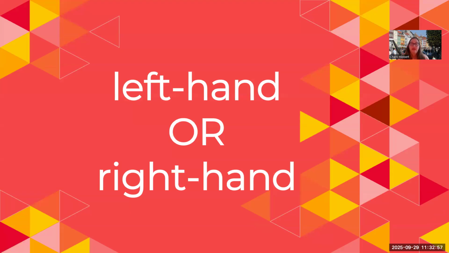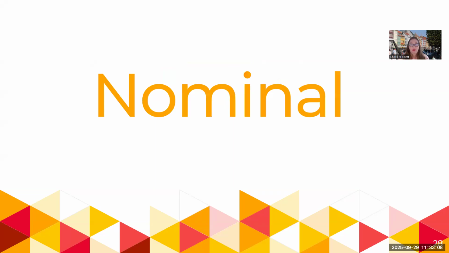Left-handed or right-handed. So are these numeric or categorical? Ask yourself that. They are categories, and you're in one of two categories, and there really is not an order to them. So that makes them nominal. This variable would be nominal.